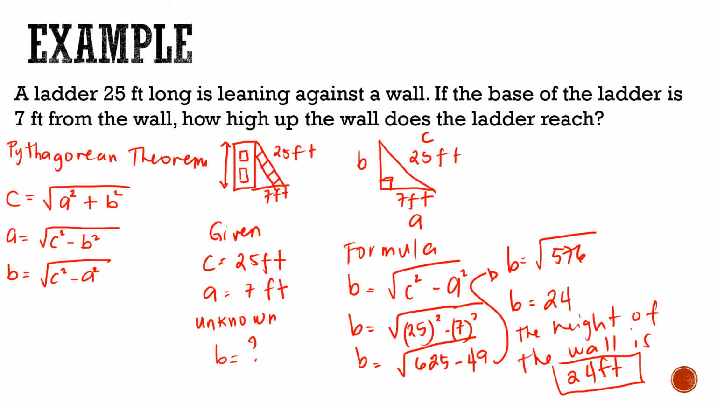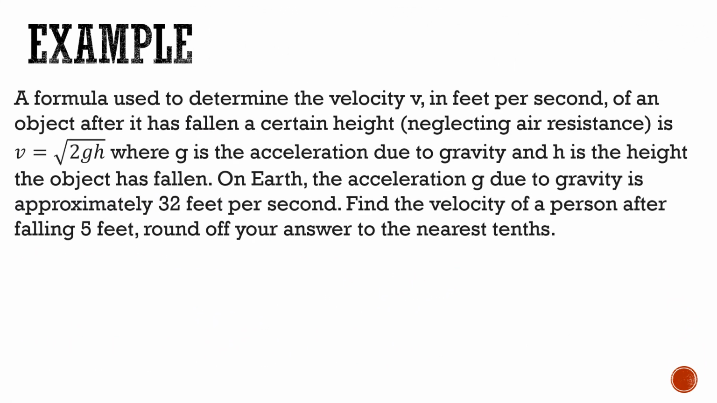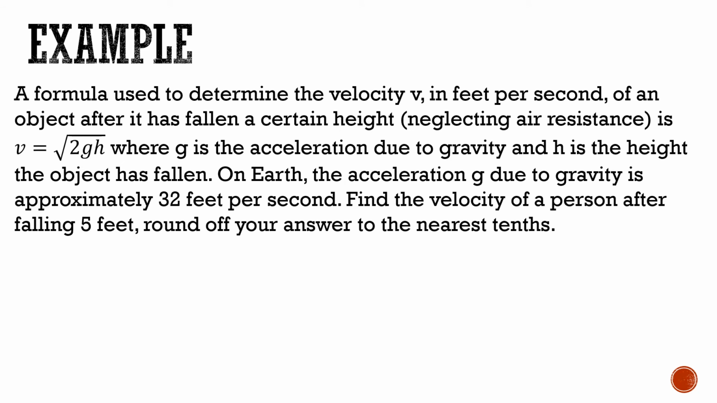So let's have the next example. A formula used to determine the velocity v in feet per second of an object after it has fallen a certain height, neglecting air resistance, is v equals the square root of 2gh, where g is the acceleration due to gravity and h is the height the object has fallen. On Earth, the acceleration g due to gravity is approximately 32 feet per second.